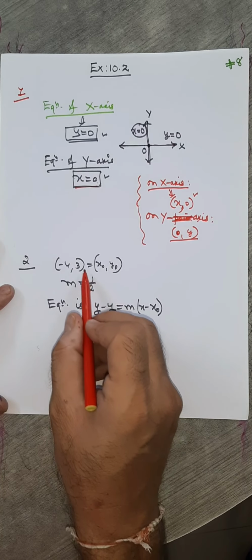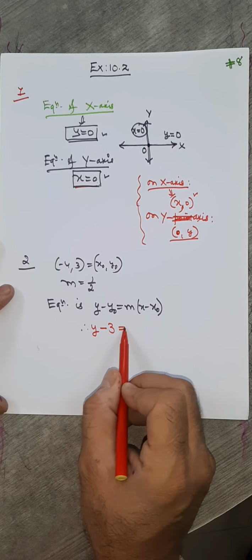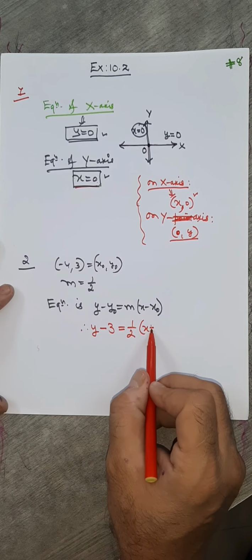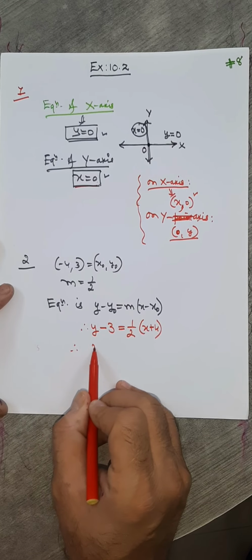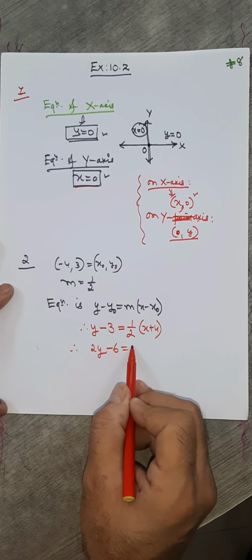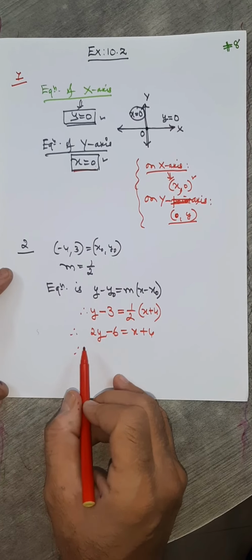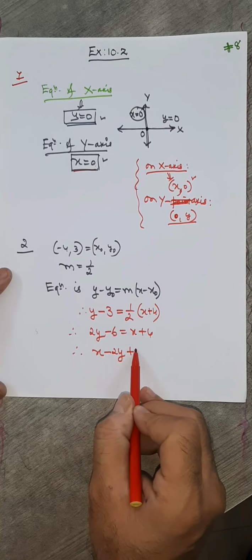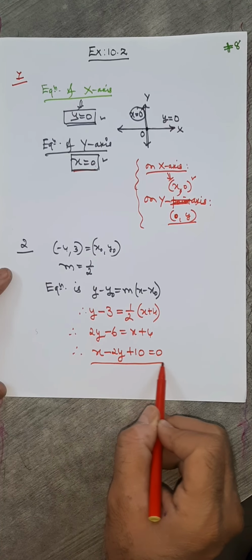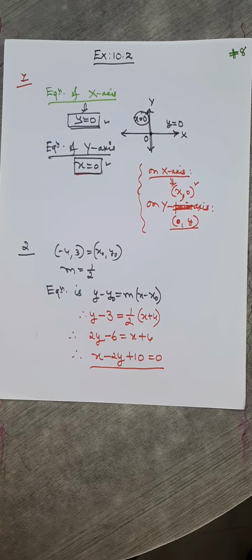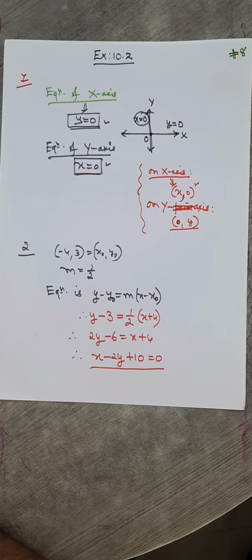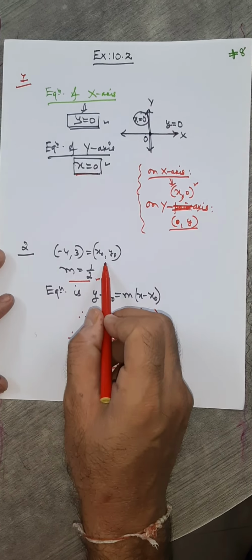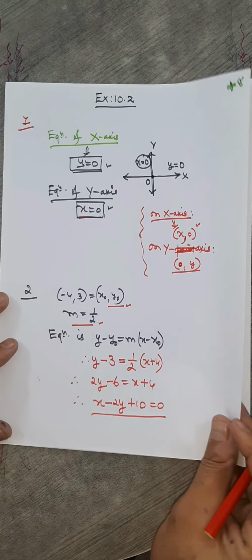y minus y0, what is y0? 3. Slope half into x minus x0. x0 is how much? Minus 4, so this will be plus 4. So we'll get 2y minus 6 equals x plus 4. So finally we have x minus 2y, take 6 to the other side, so plus 10 equals 0. x minus 2y plus 10 equals 0. That's the answer to the second question. Point slope form. Slope and point you were given.